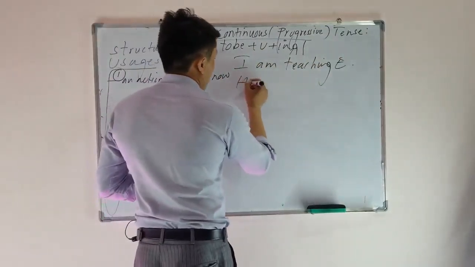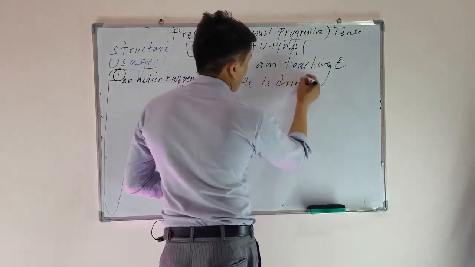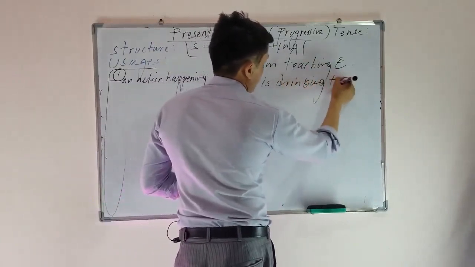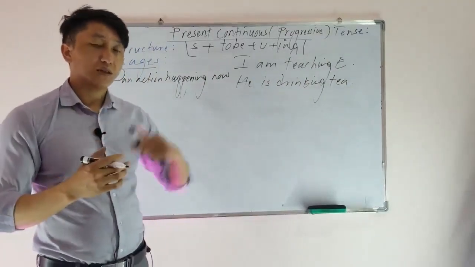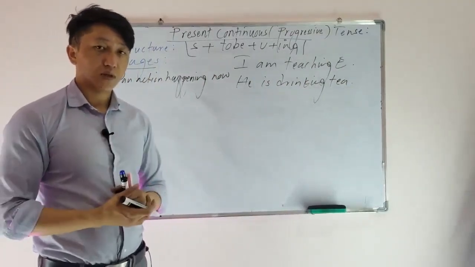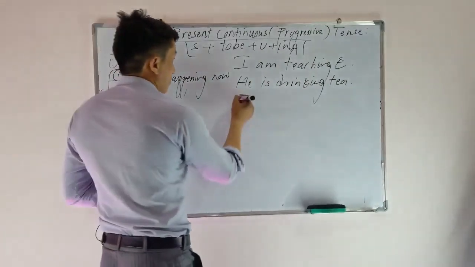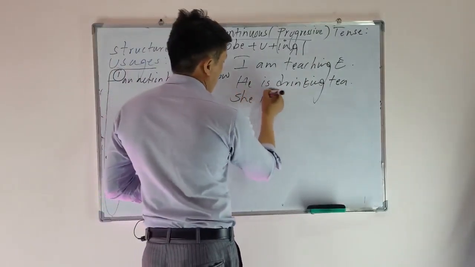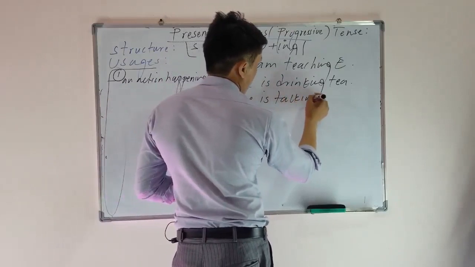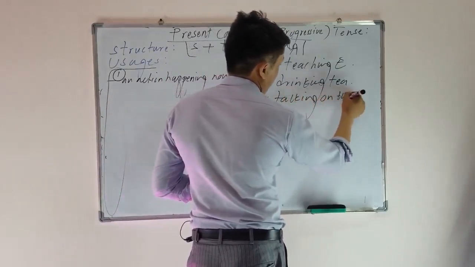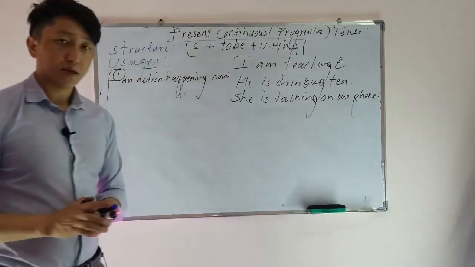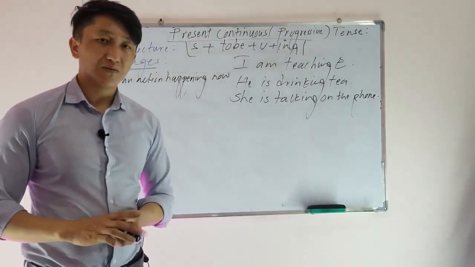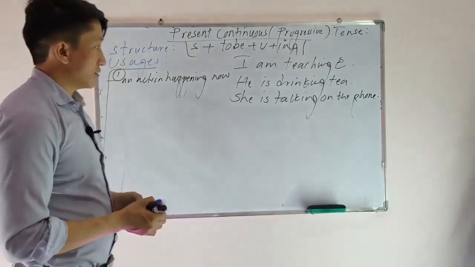Or the next one, he is drinking tea. Look at him. He is drinking tea. So I am teaching and he is drinking. At this moment, he is actually drinking tea. Or next one, we can say, for example, she is talking on the phone. Now, if I say she is talking on the phone, this action of talking is happening just now, at the moment of speaking. So this is the first usage.